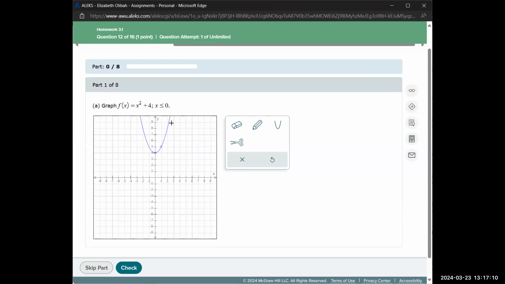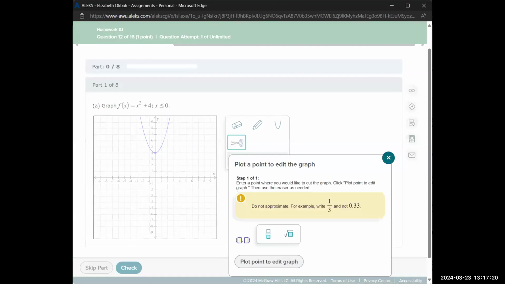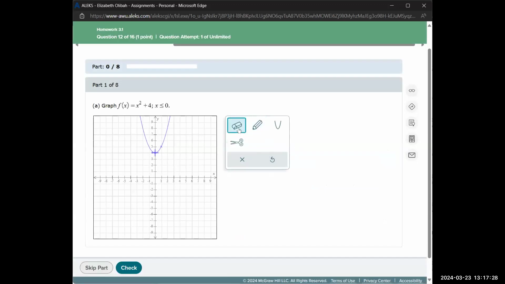But just like those piecewise functions, it only wants me to graph this where x is less than or equal to 0. So basically just this left part. So I'm going to use the scissors to cut that graph at 0, 4, because that's the middle. And then I'm going to use the eraser to erase the part we do not want.